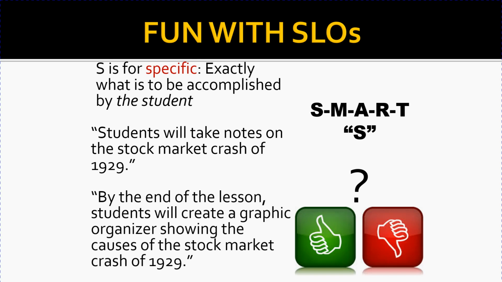So better, more clear, more demonstrating that you know where you want to land is: by the end of the lesson, students will create a graphic organizer showing the causes of the stock market crash of 1929. Now notice that's more narrowed down. We're just looking at a few causes of something, which seems to be creepily relevant right now, right? So they have to be specific, right?